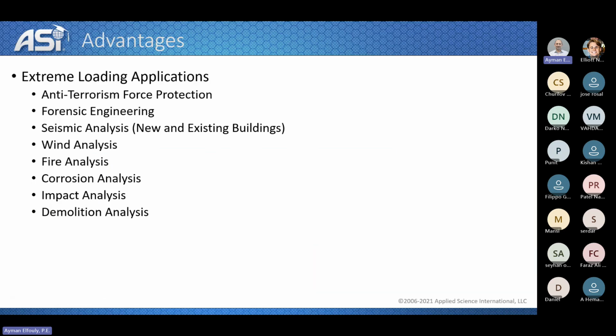So there are many applications for ELS software, starting with anti-terrorism force protection, or what we call blast analysis, and progressive collapse analysis. You can also do forensic engineering if you have an accident and you want to investigate the root cause of the failure of a building. You can use ELS software. Seismic analysis for new and existing buildings, wind analysis, fire analysis, and you can also do corrosion, or the effect of corrosion on a member or a structure. You can do impact analysis, and finally, you can also do demolition analysis.